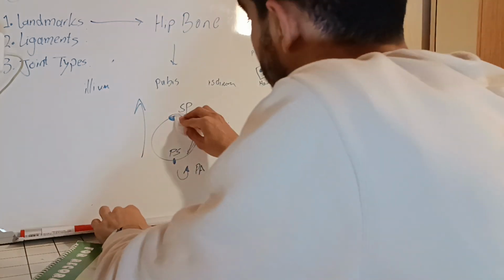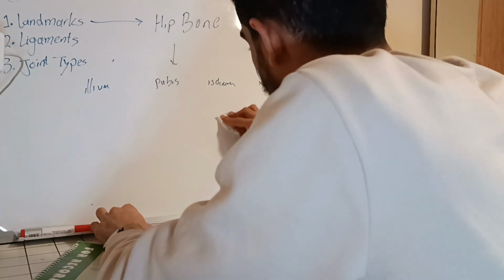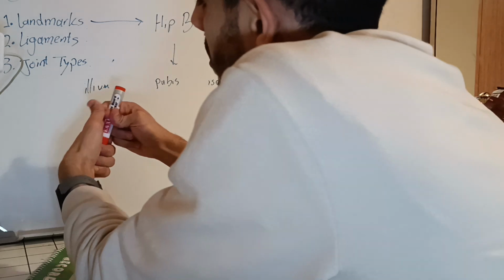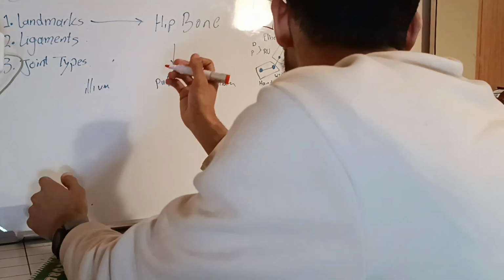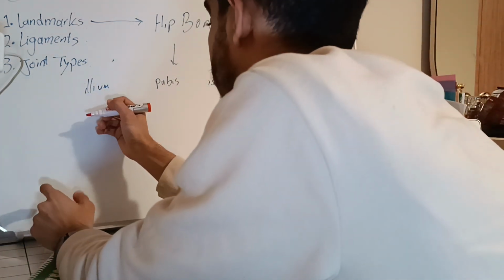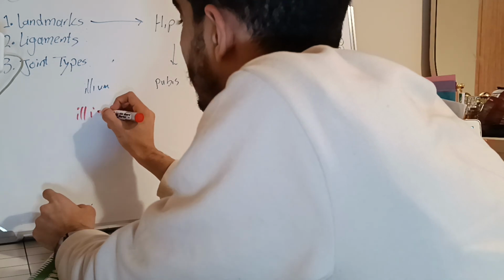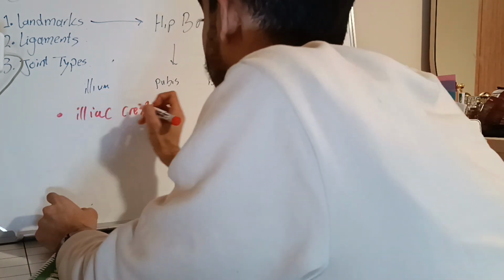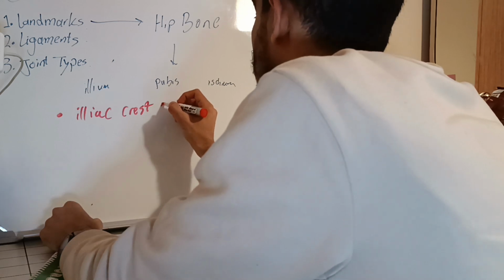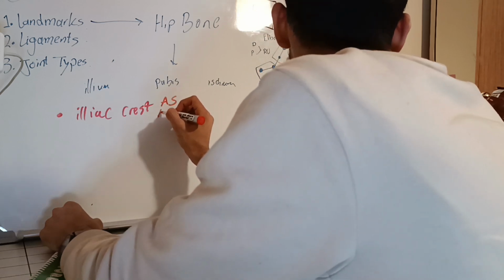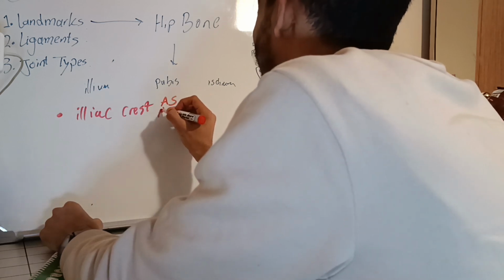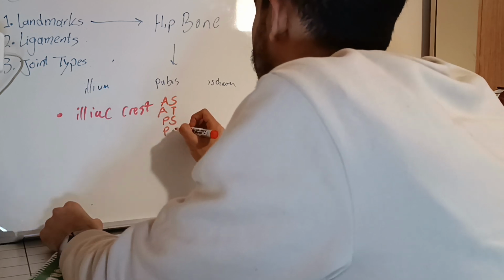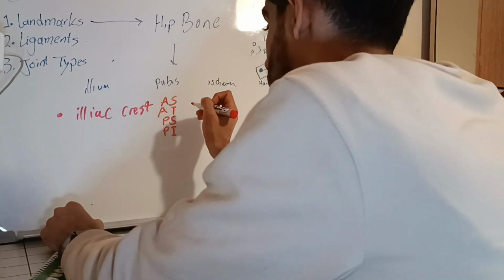So let's come back to here. In the ilium, we're going to have the iliac crest. We can have the anterior superior, anterior inferior, posterior superior, posterior inferior.